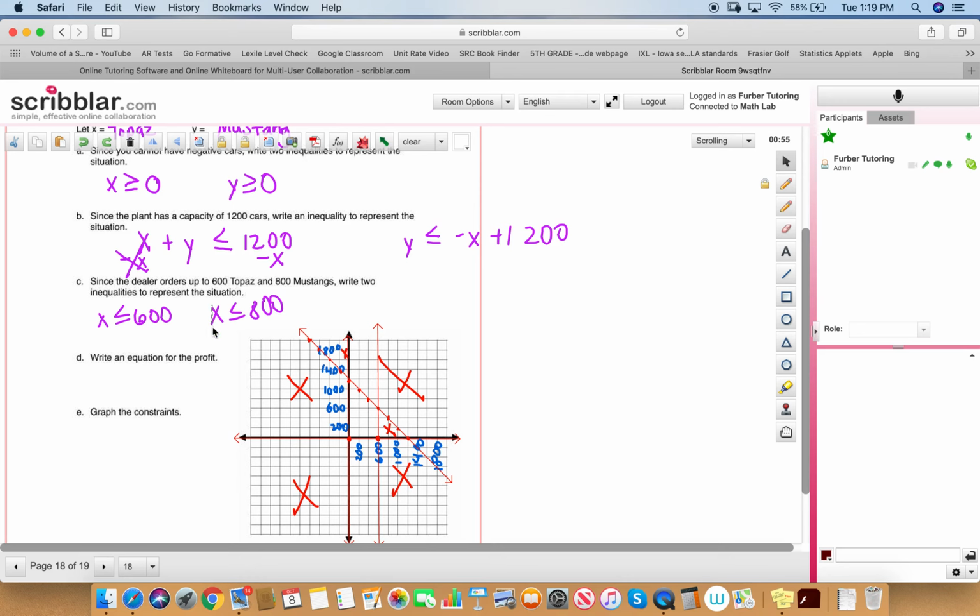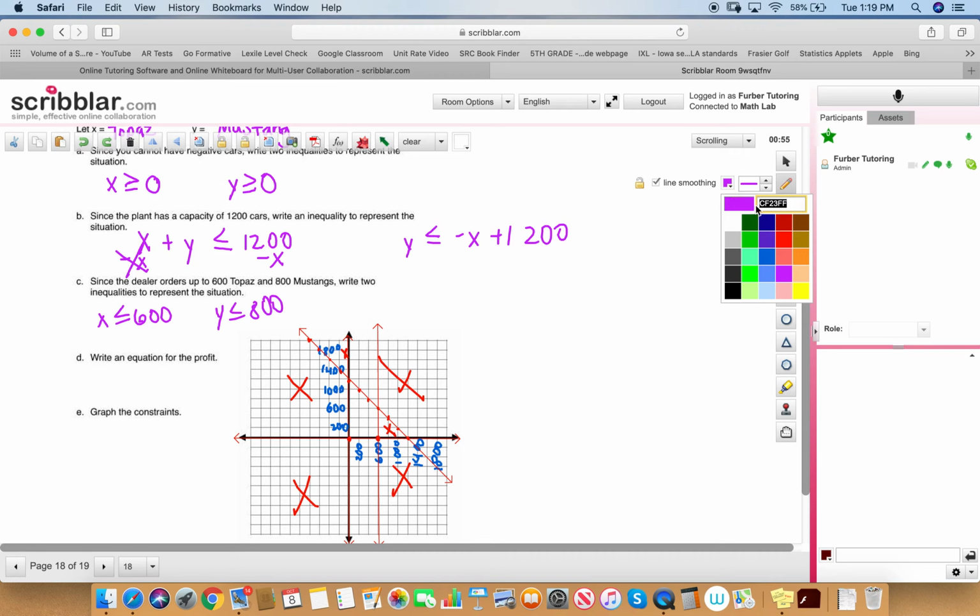Just realized I put another X in there, that's supposed to be a Y. Okay, so this one is a horizontal line that passes through 800. 800 is actually located right here. So that line is going to go horizontally this way.